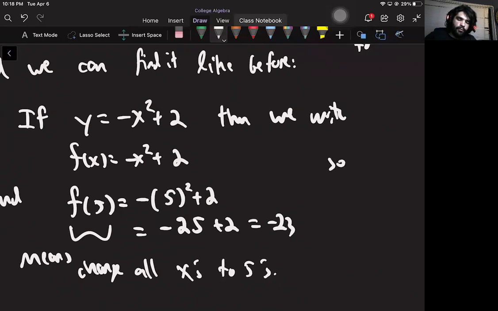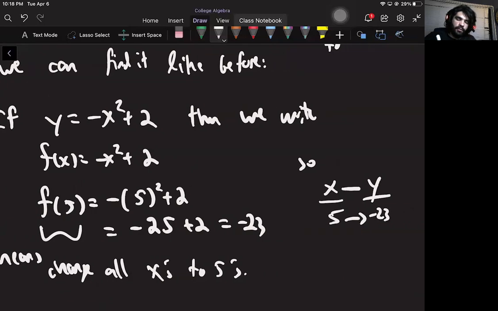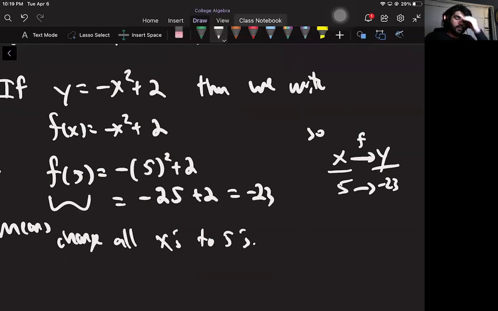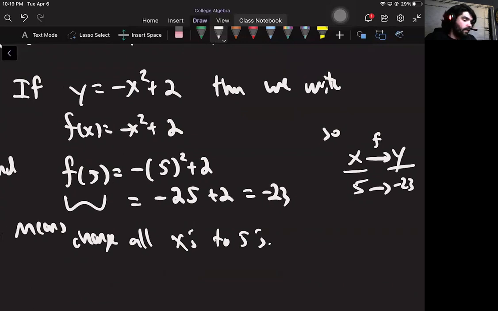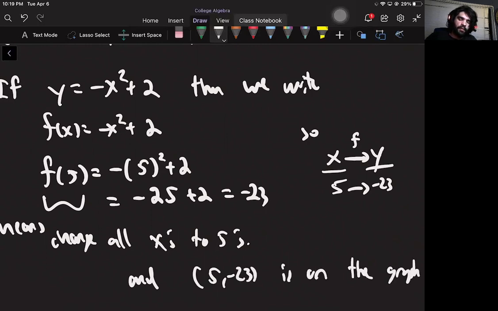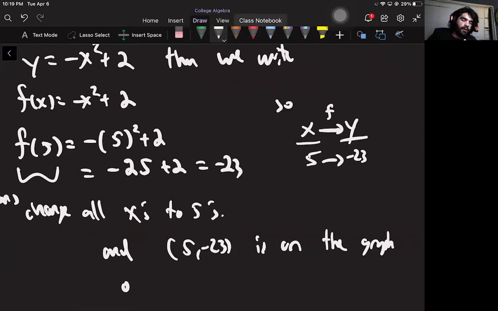So before we might have written something like this. 5 got sent to negative 23. Now all that's different is we've named this function f, so you might draw a little f there in this notation. But it's really the same process as before. I'm just changing my x variable to 5 and solving for y, except I'm not calling it y, I'm calling it f of 5. Until the end, I change it back to y. And then I figure out that it's negative 23. And it still means 5 comma negative 23 is on the graph. But now you have a name for the function, so you say it's on the graph of f.